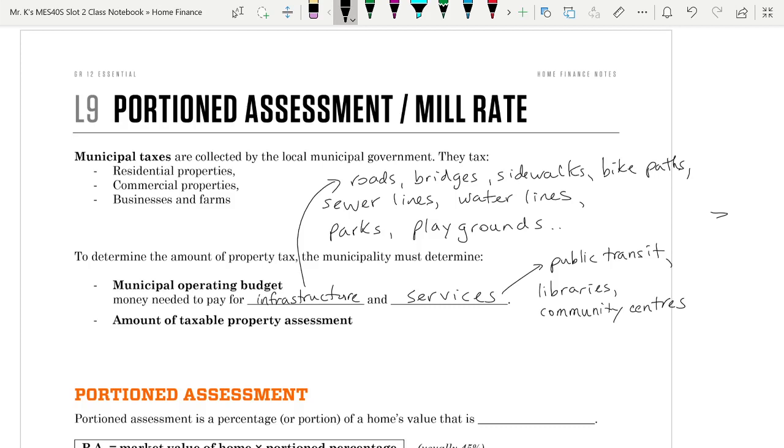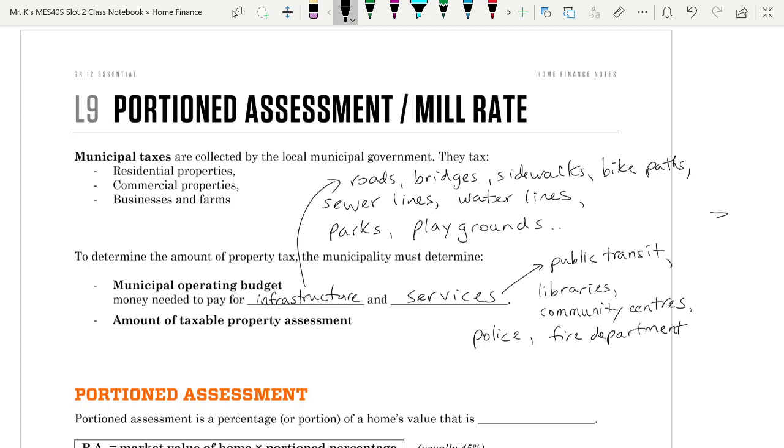And then, of course, your more essential services: police, fire departments. You might be thinking, what about the ambulances? Nope, that's provincial. That comes under health, and that comes out of income taxes.